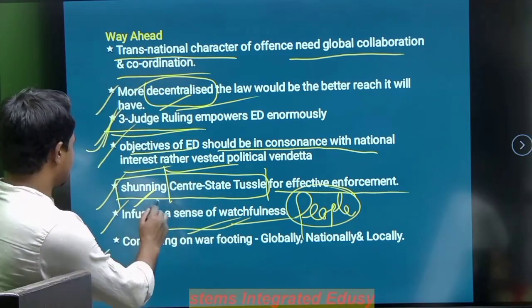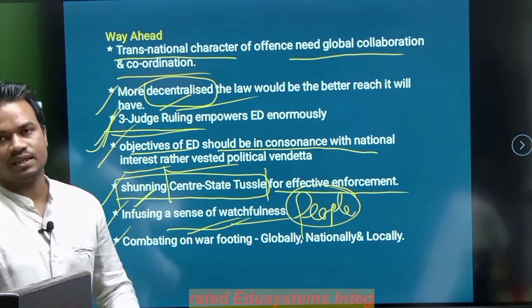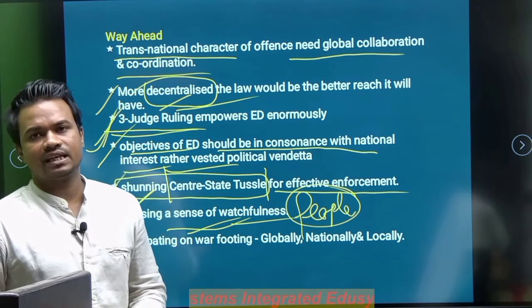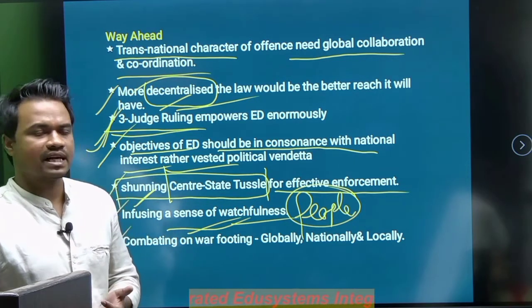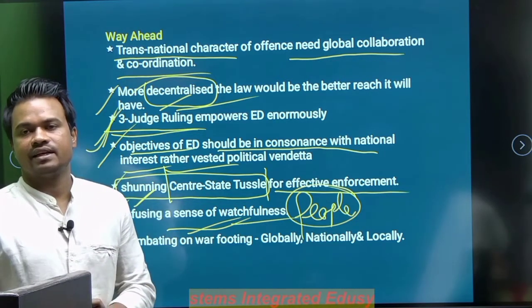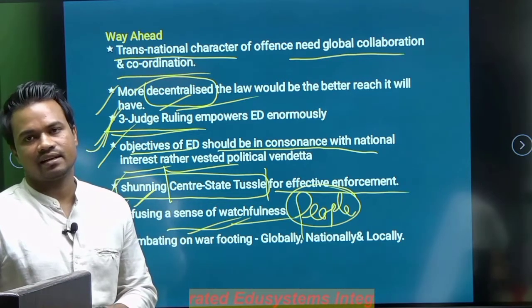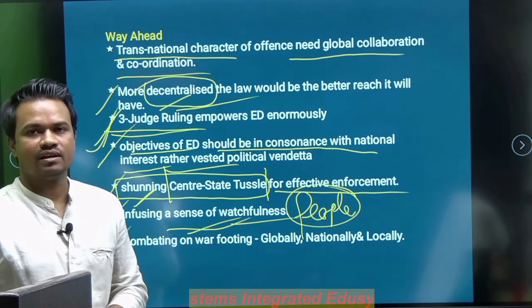And last but not the least, combating on a war footing. Money laundering is not confined to any particular region; it is prevalent across the globe at present, and that is why it is to be combated on a war footing at the global, national and local scale. This is very important, and it is the way forward for money laundering.